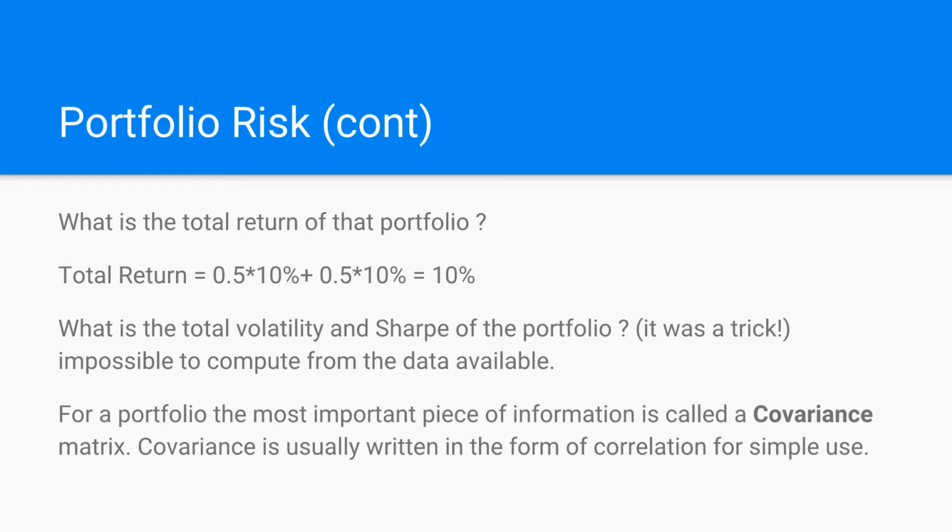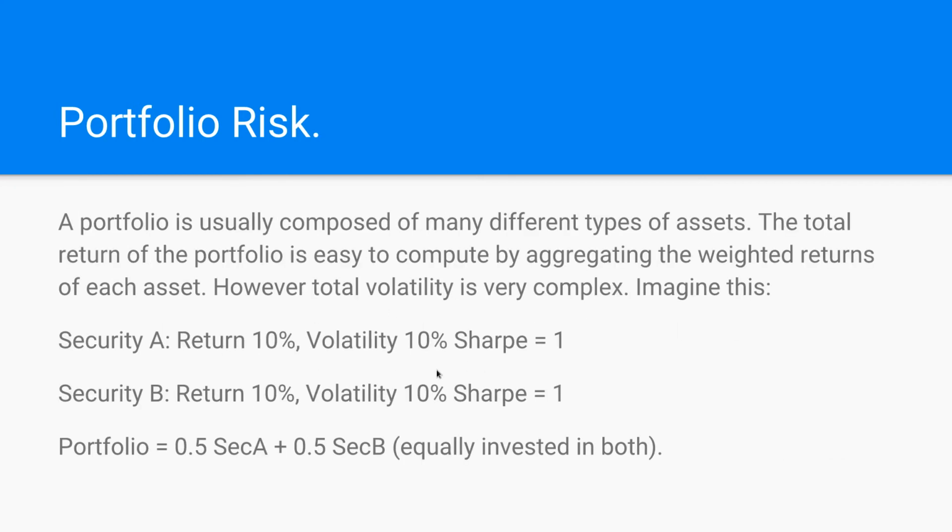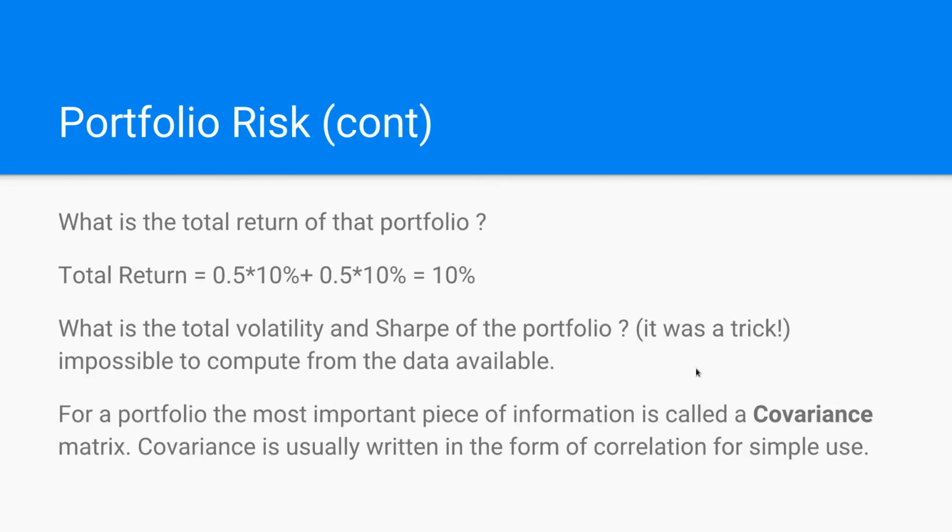The total return is indeed 10% because it's easy. The total return of the portfolio is very easy to compute. It's just, as you imagine, the weighted average of these things, and it's 10%. But the total volatility of the portfolio is not that. You cannot average volatility like that. We cannot compute the total volatility of the portfolio from the data that I just gave you. From this data, I cannot do it.